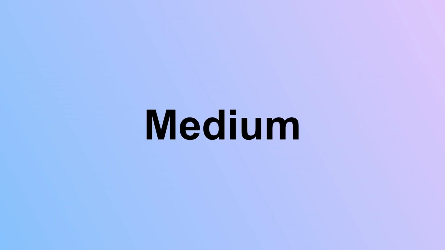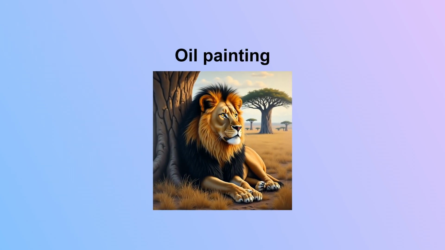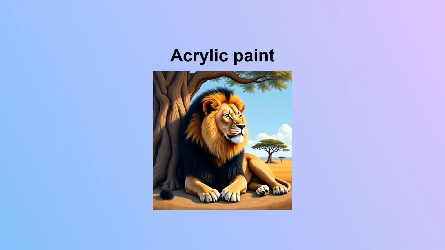Next, the medium. This is where you describe what kind of art you would like. Is it an oil painting on a textured canvas, a sharp and clean digital drawing, or maybe thick acrylic paint on a large canvas? Adding this sets the artistic foundation of your image.